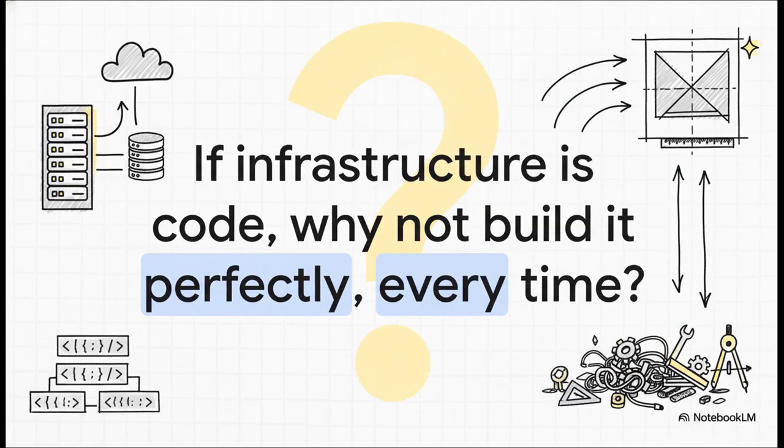So that really leaves us with this final thought. Infrastructure as code changes everything. It takes infrastructure from being this unpredictable manual craft and turns it into a repeatable, reliable engineering discipline. When your servers and your networks are all defined by code, the idea of building things perfectly, well, it's not just a nice goal anymore. It becomes the expected outcome every single time.